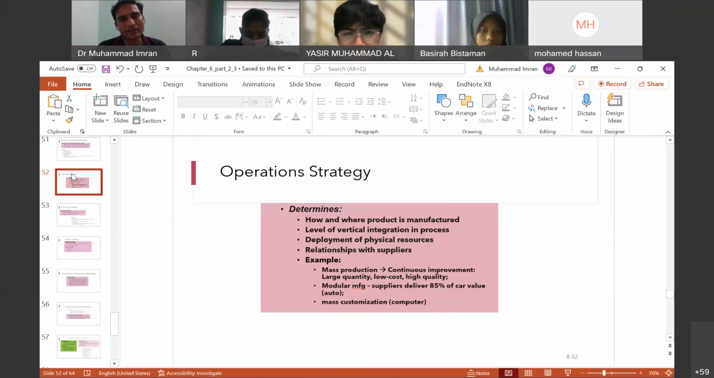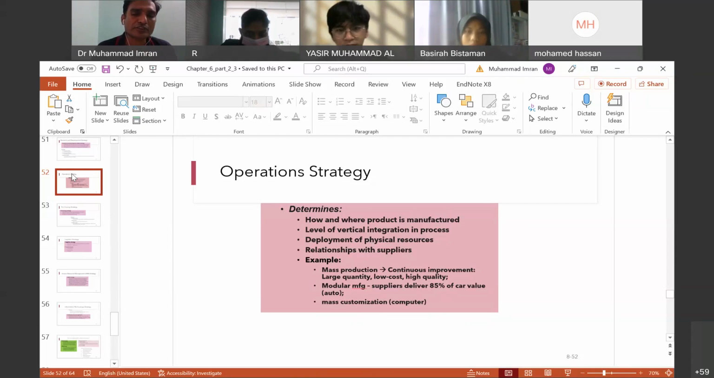Modular manufacturing: suppliers deliver 85% of the car's value, maybe parts in terms of auto. Automobile companies just assemble, but they are not producing all the parts. Suppose tires, headlights, they are purchasing from vendors. Then mass customization, one example is computers.